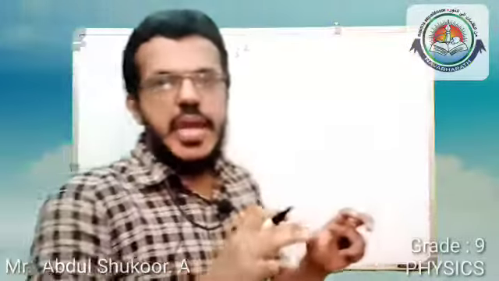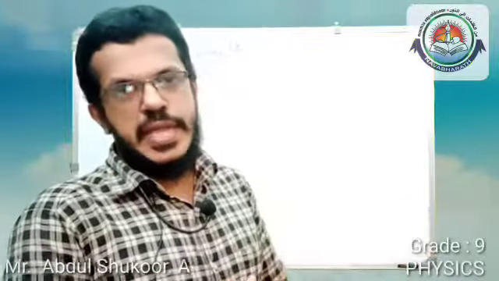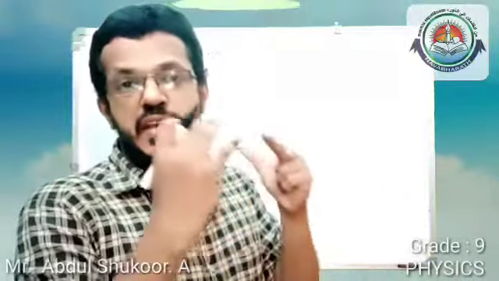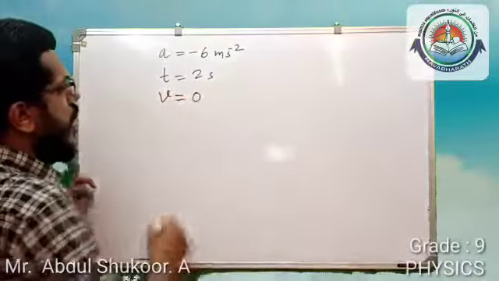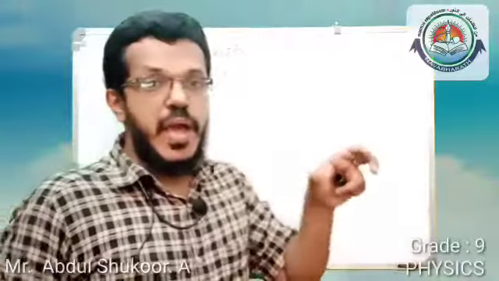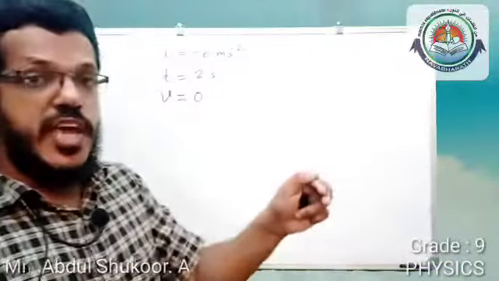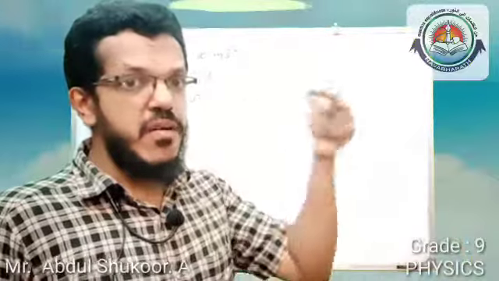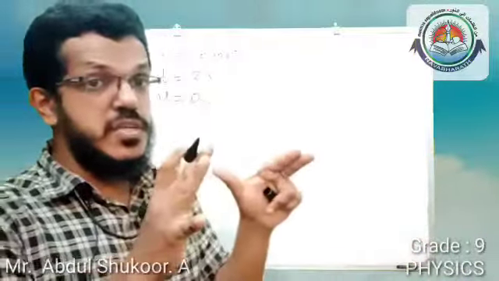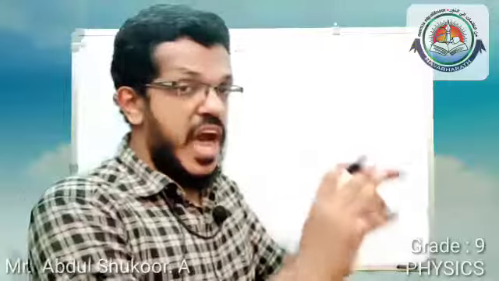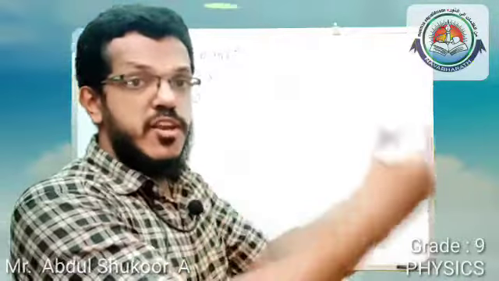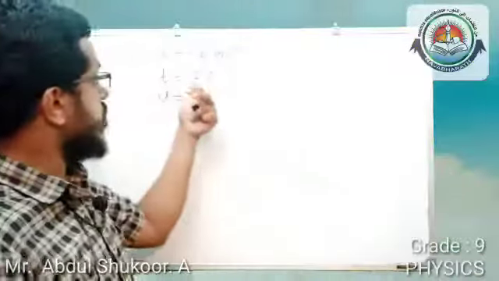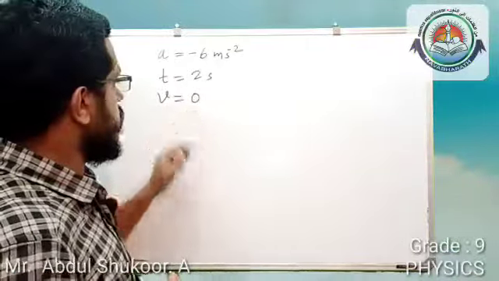And after some time this body comes to rest. That means the final velocity is 0. V is equal to 0. Why? After the application of brake, the car comes to rest, which means the final velocity becomes 0. Initially it is not 0 because the car moves with a velocity. After application of brake, its velocity changes to 0 after 2 seconds. That is V is equal to 0.